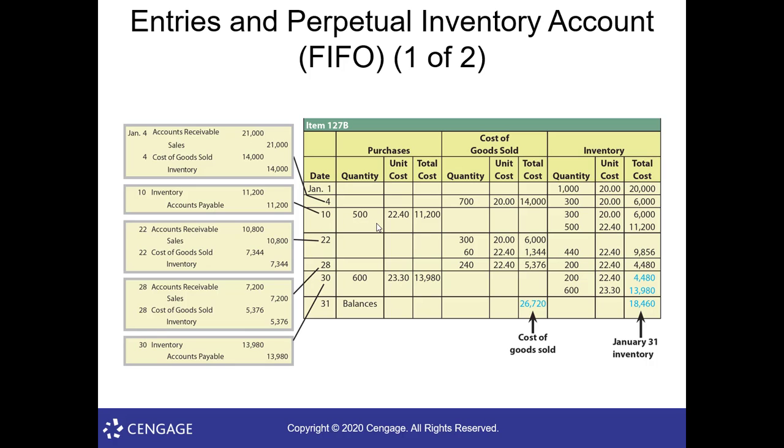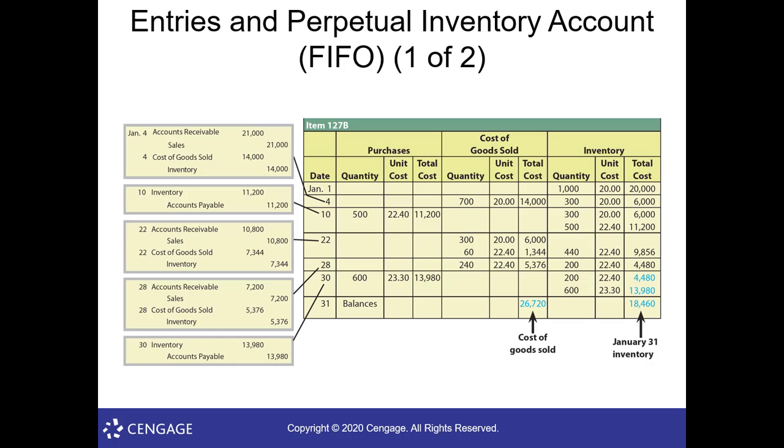Then we buy 500 at $22.40. So now we have 2 pools. Under FIFO, when we sell 360 units, we sell the remaining 300 from the beginning inventory, and then 60 of the 500 that we just bought at $22.40. Then we make another sale of 240.